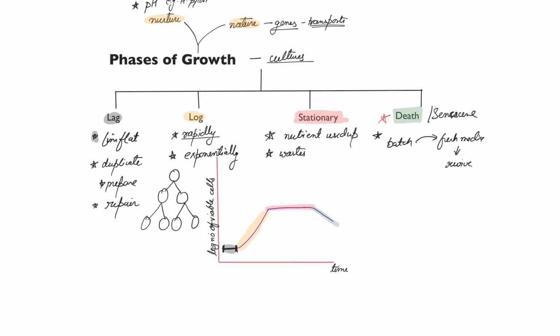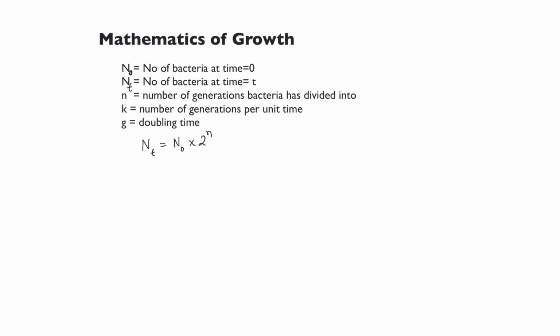Now, how do we represent this mathematically? Because we want to use this knowledge because we want to grow bacteria. Why? Because we want vaccines. We want bacteria to give us hormones like insulin, right? So we must understand the mathematics of the growth here. So how do we do that?